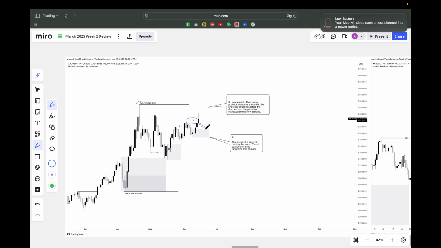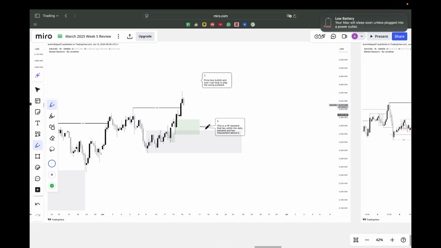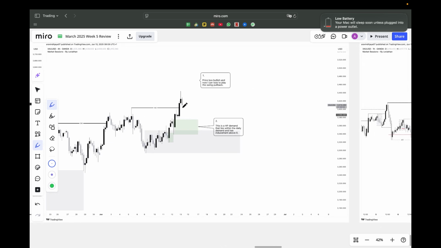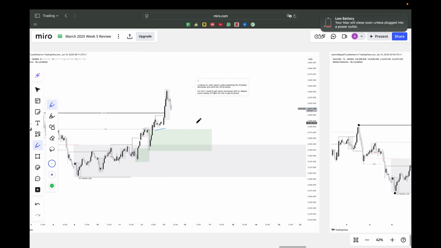So technically, I'm saying that we can look for sells. This is the 4-hour chart, and here you can see some sell side liquidity, and there is a strong demand zone. So I can look for sells targeting this demand zone if the H1 gives me some structural confirmation. But I did not get any structural confirmation in the H1.